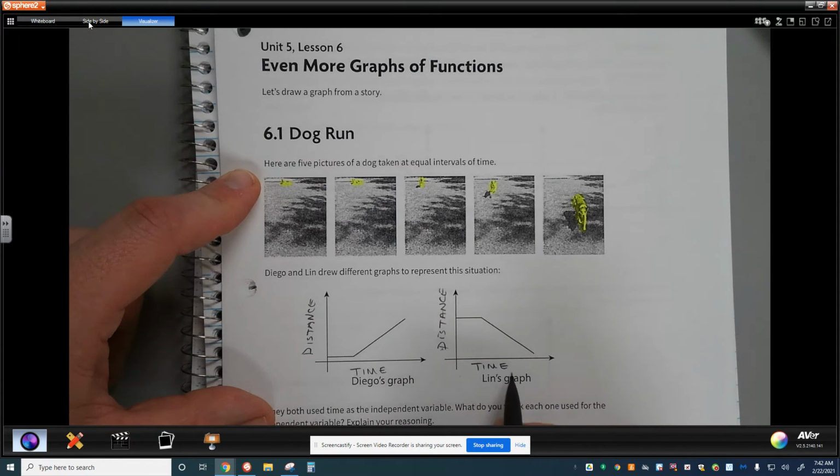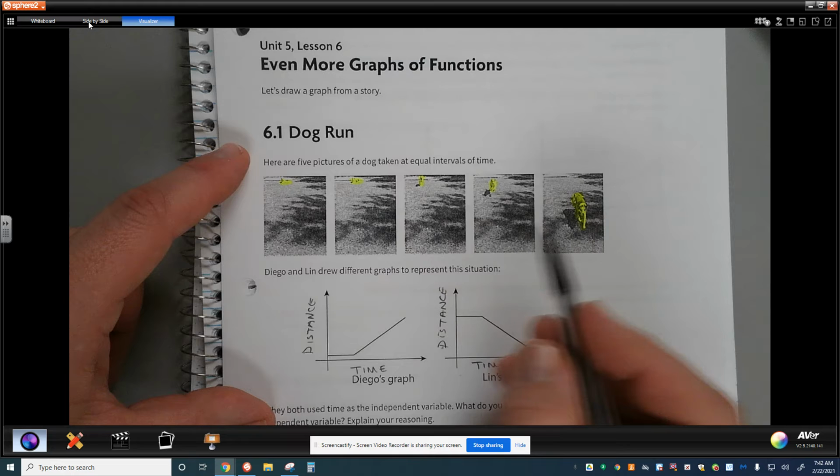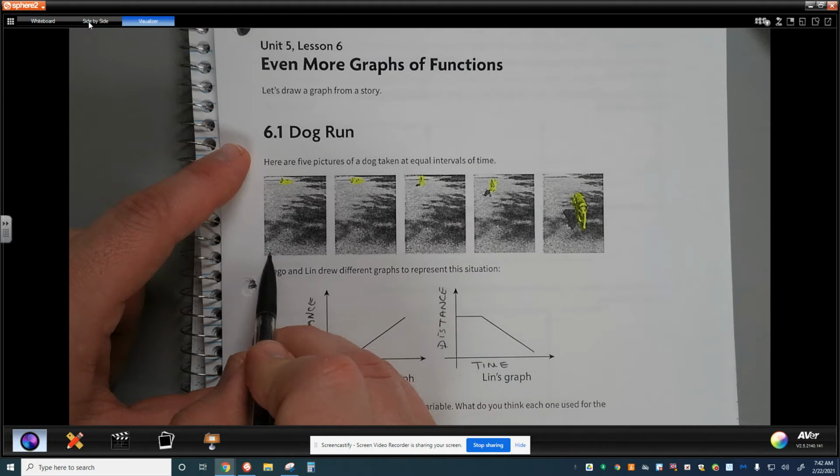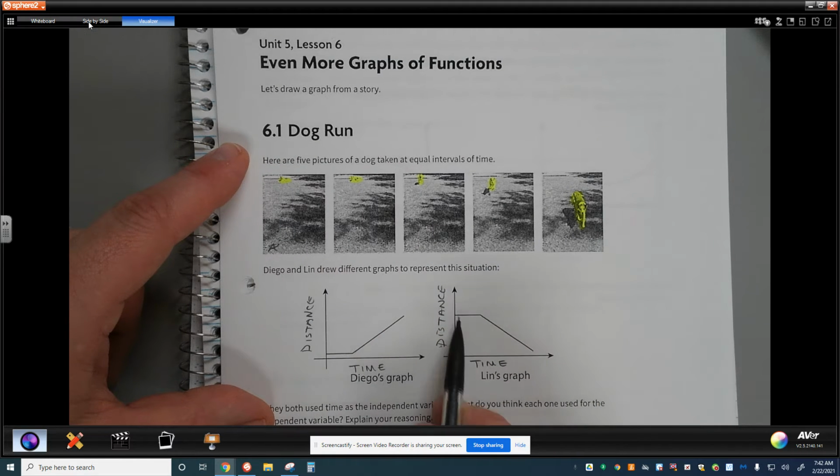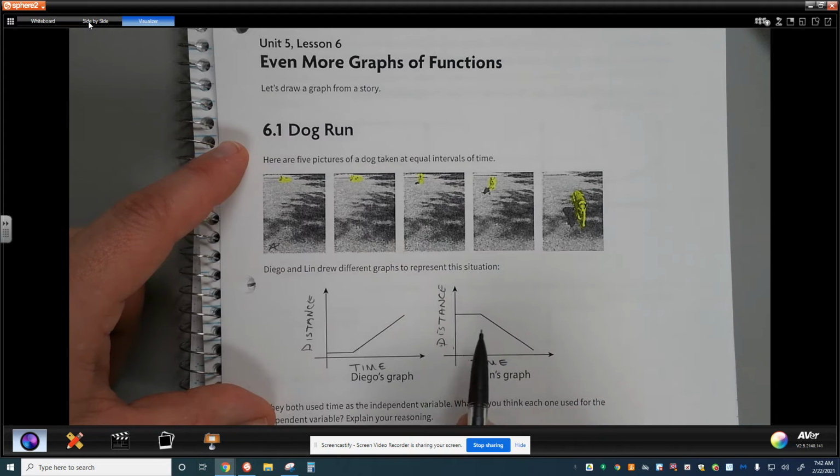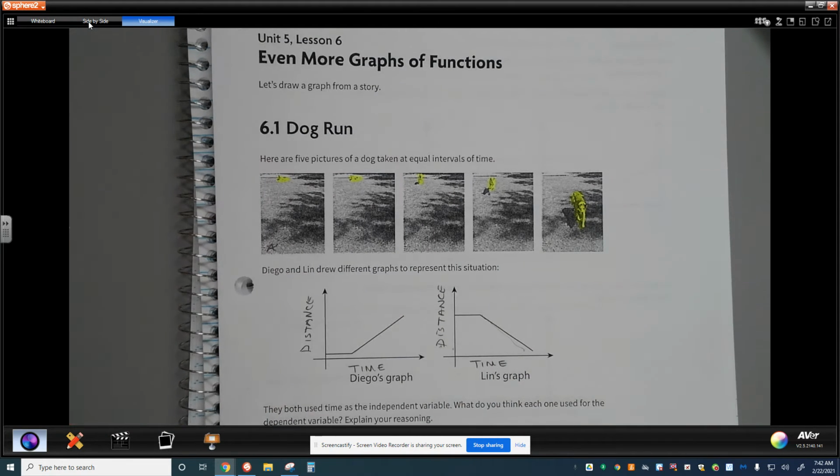Whereas Lynn must be sitting over here, probably closer to where the dog would be, more like here in the foreground. And so the dog is sitting quite a distance away, but over time that dog becomes closer and closer and closer. And so it would have to be something about a distance with that piece.